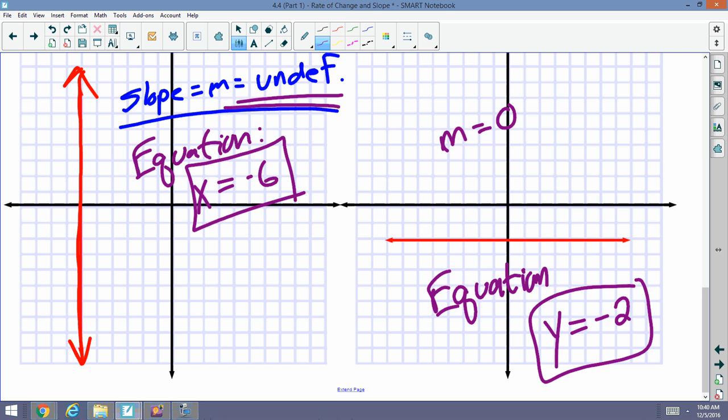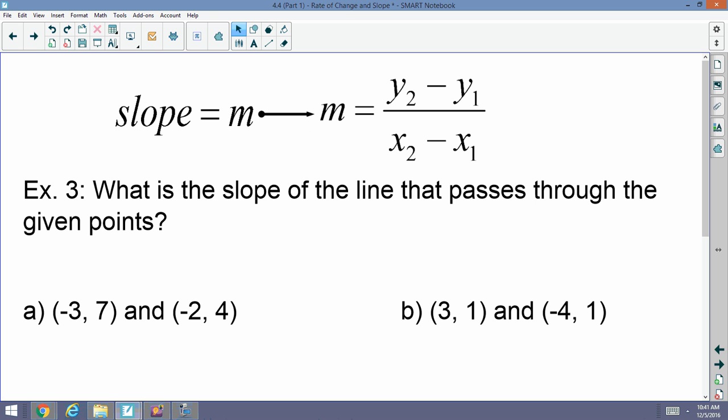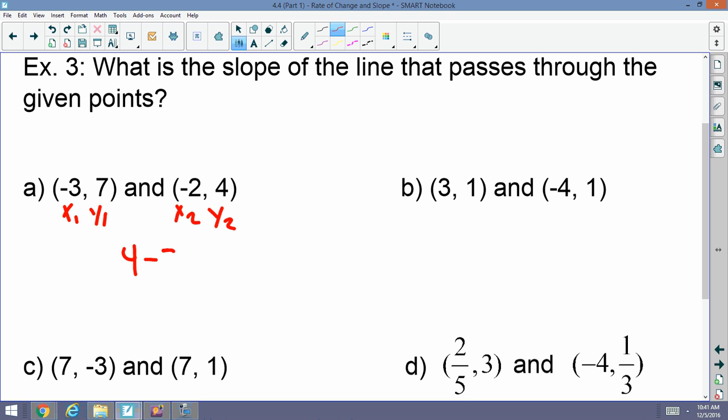Now, the most popular way that they're going to ask you to find slope is by actually giving you points. Remember that my slope formula is m equals y2 minus y1 over x2 minus x1. So what is the slope of the line that passes through the given points? I'm a big repetitious kind of guy. So what do you think I'm going to first do? Label. x1, y1, x2, y2. Now it's y2 minus y1 over x2 minus x1.